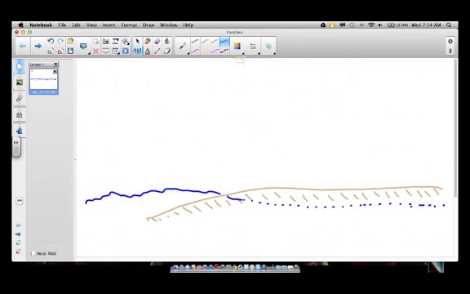Hey guys, today we're going to talk about the water cycle. As you can see here, I've got a landscape drawn and I've got some water. And you'll notice that the water line stops and becomes like a dotted line. And of course, what that is, is actually water below the surface of the earth.